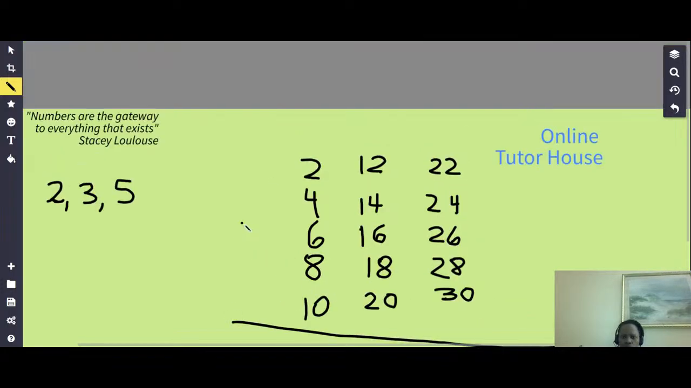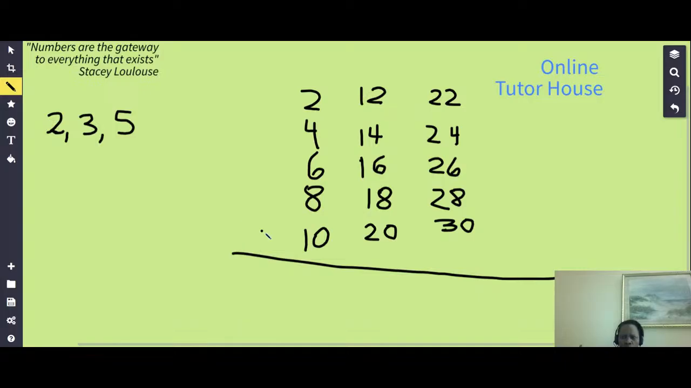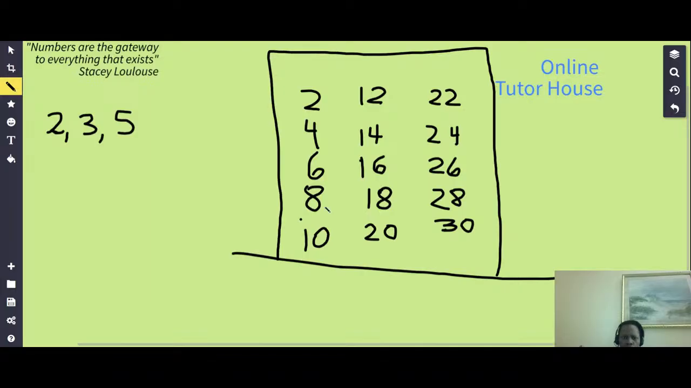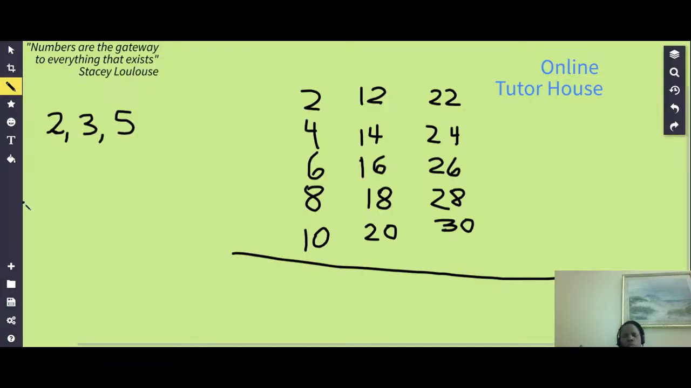Then we have the multiples of 3. So we're gonna have 3, 6, 9, 12, 15, 18, 21, 24, 27, and 30.